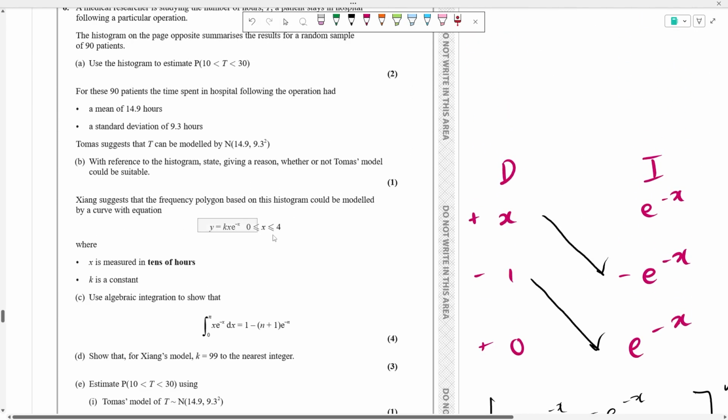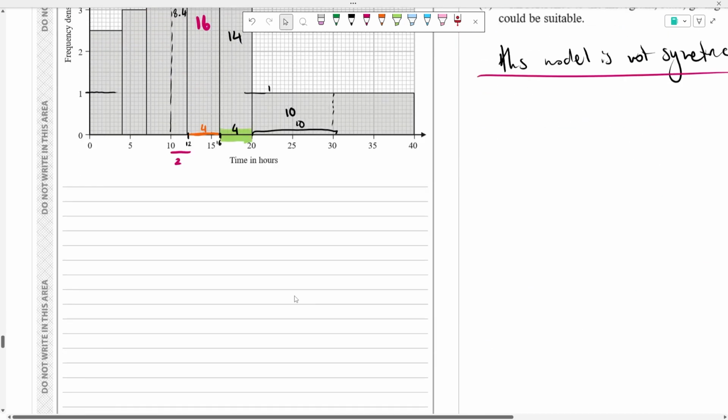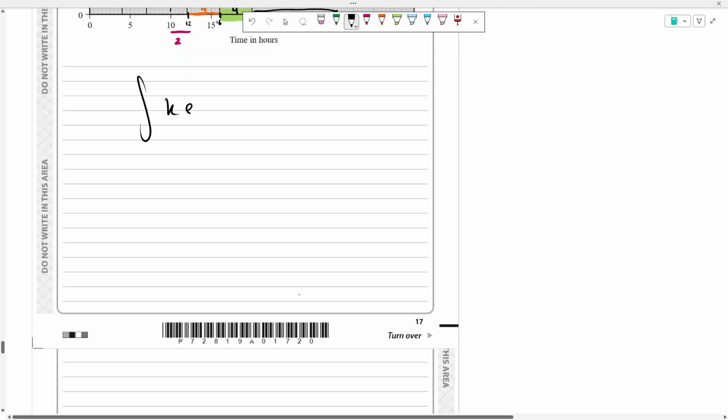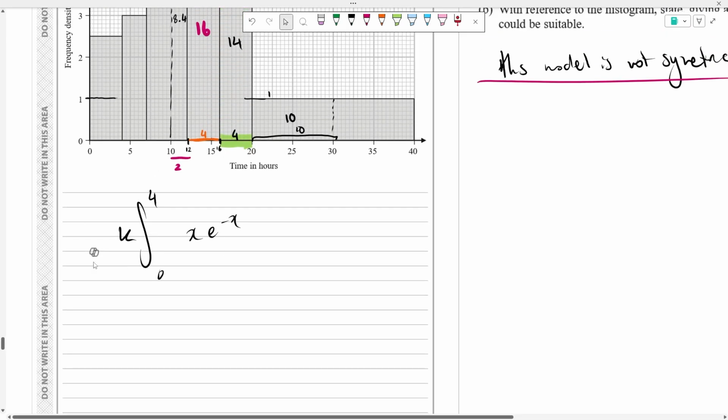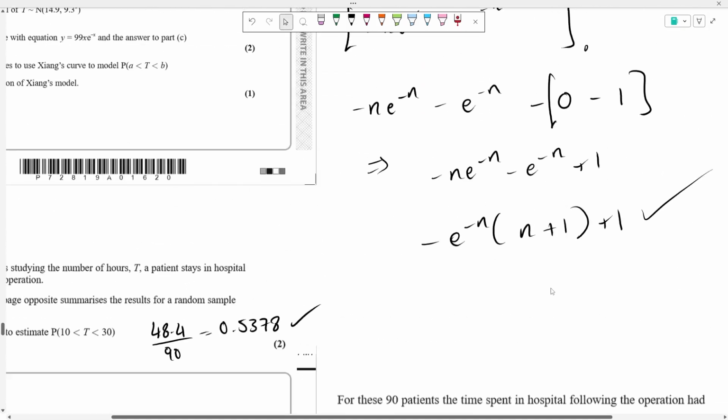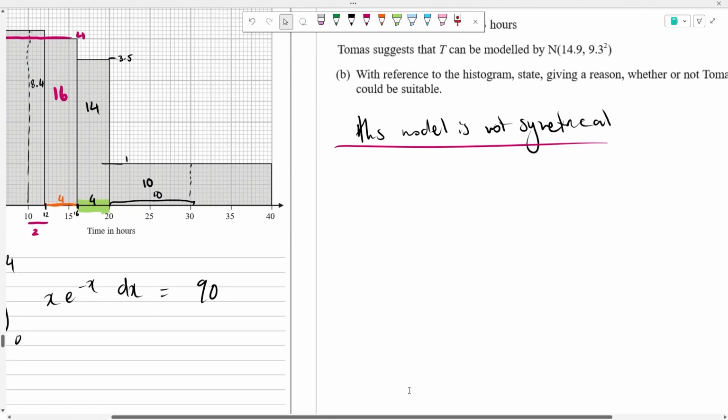So what we're going to do essentially is we're going to be doing our integration on this and substituting our values in. So we're doing the integration of kx e to the minus x between 0 to 4, and we can actually move this k out, and you can see we did this in part C, right? We already made an equation for this in part C, and this equation is this here.